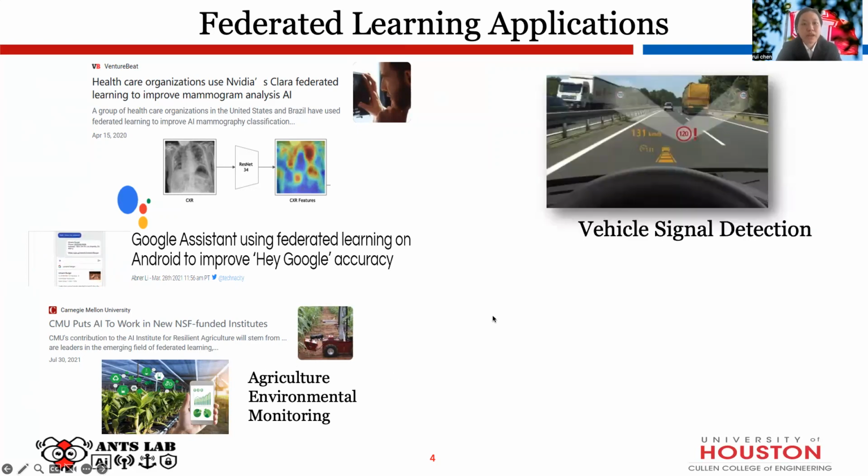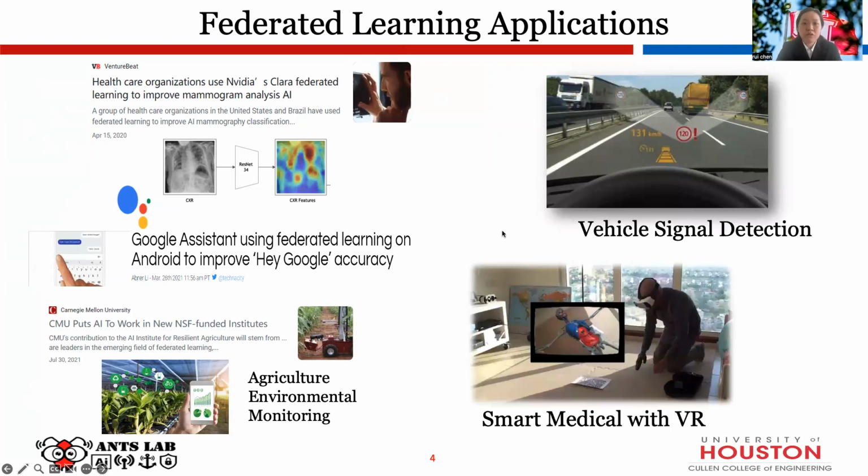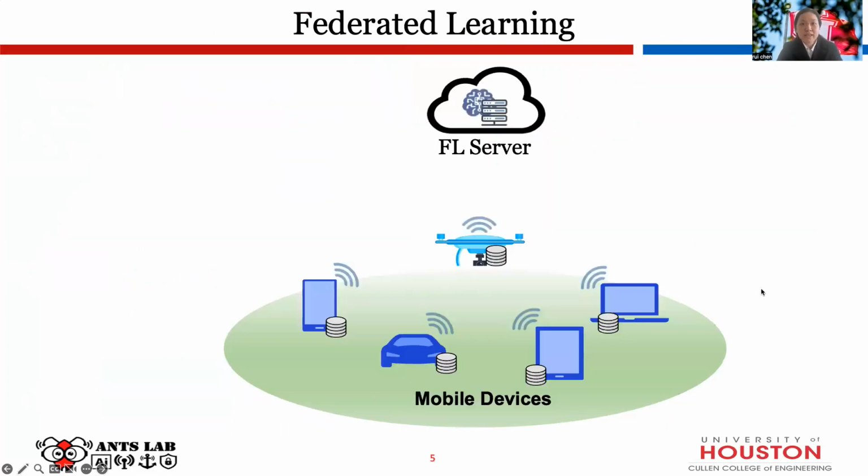In the future, we are expecting to see more applications using federated learning in the field of vehicle signal detection and VR equipment with robot control. And next, let's see how federated learning works in terms of model training and protecting user privacy.